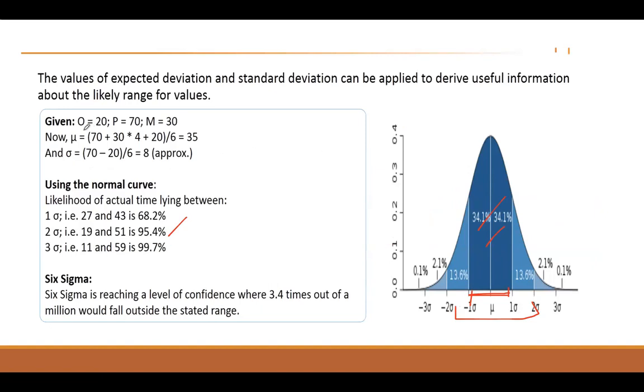So let's consider this example where O, P, M are given. Using that formula we can calculate the mean time: P plus 4 times M plus O divided by 6. So here we are giving more weightage to the most likely time, so we are multiplying it by 4. So we get 35. And when we calculate the standard deviation for this activity, that would be 8. So how much deviation will there be when we talk about one standard deviation away? It will be 35 minus 8 to 35 plus 8. So 68% of the time, your time will vary between these two values, 27 and 43, and likewise.